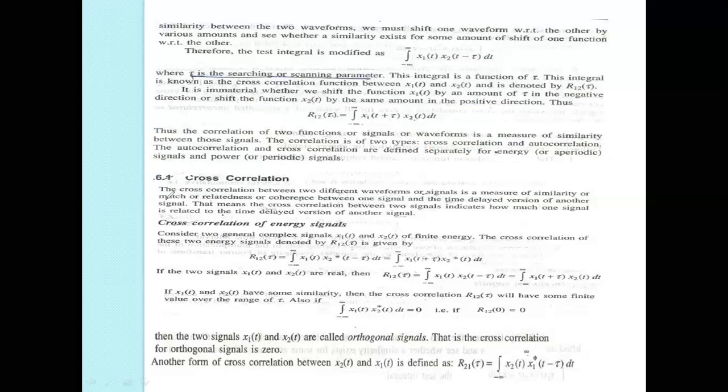Coming to the cross correlation, the cross correlation between two different waveforms or two different signals is a measure of similarity or match or relatedness or coherence between one signal and the time delayed version of the other signal. Correlation is nothing but similarity or matching, or relatedness or coherence between the two signals. This means the cross correlation between the two signals indicates how much one signal is related to the time delayed version of the other signal.